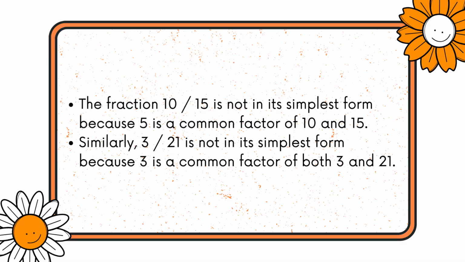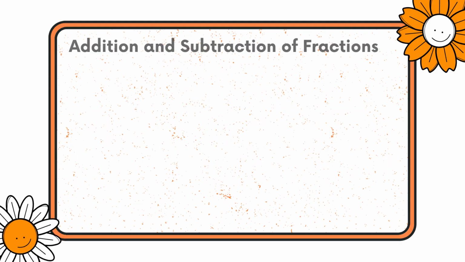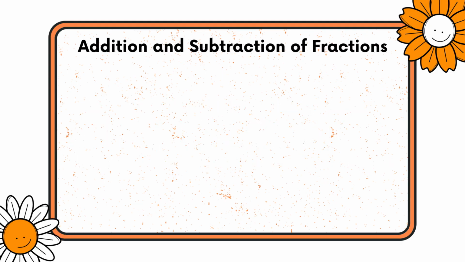The fraction 10 by 15 is not in its simplest form because 5 is a common factor of both 10 and 15. Similarly, 3 by 21 is not in its simplest form because 3 is a common factor of both 3 and 21. Let's look at addition and subtraction of fractions.